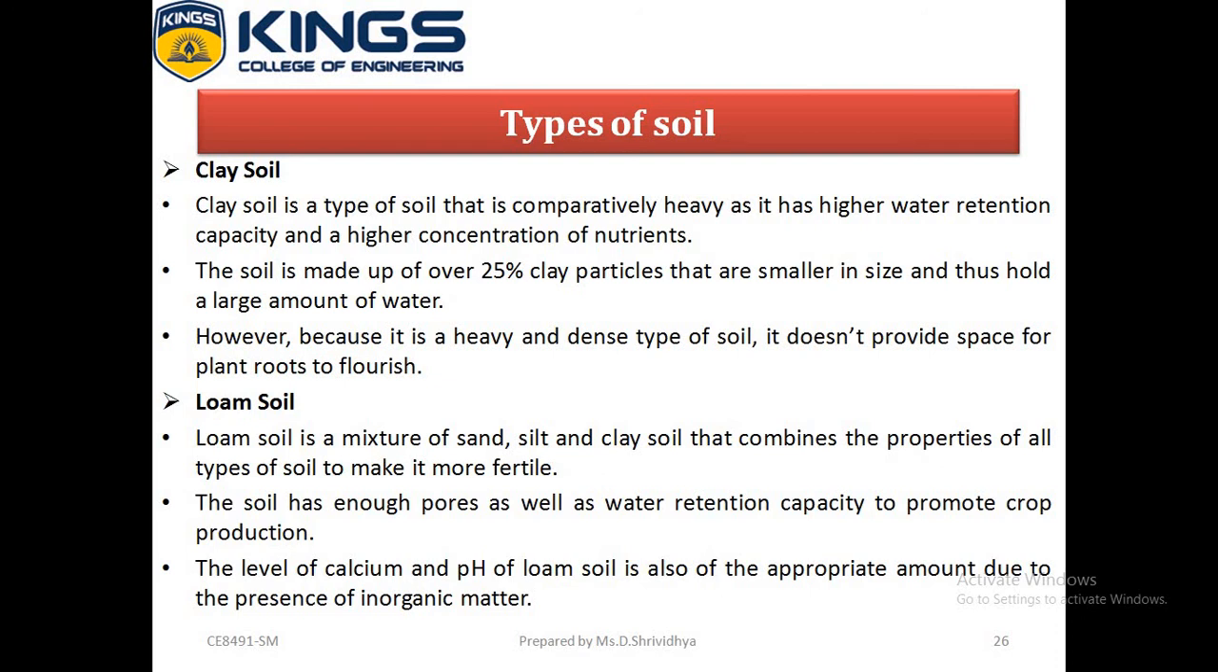Next, let me see what is loam soil. Loam soil is a mixture of sand, silt and clay soil that combines the properties of all types of soil to make it more fertile. The soil has enough pores as well as water retention capacity to promote crop production. The level of calcium and pH of loam soil is also the appropriate amount due to the presence of inorganic matter. So these are the types of soil we have learned so far.